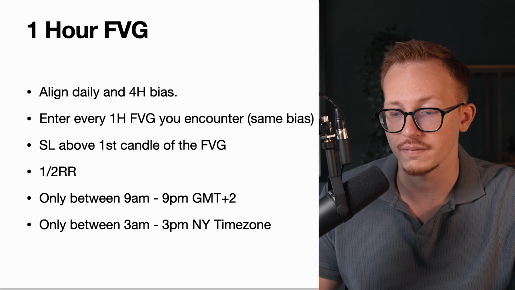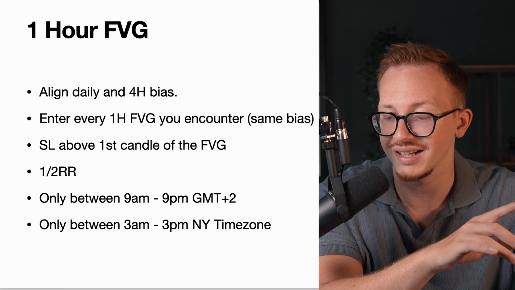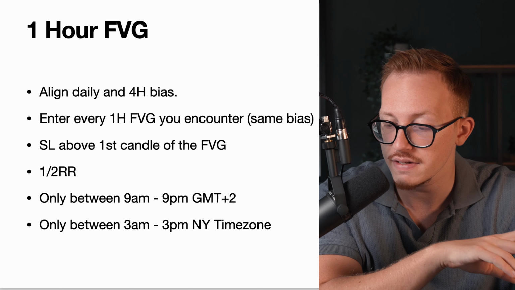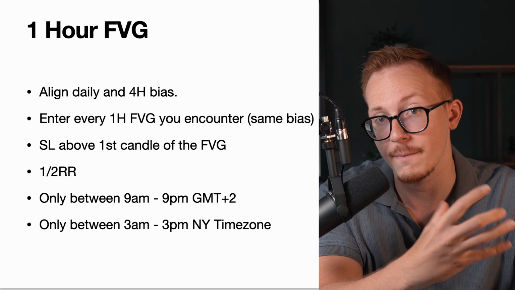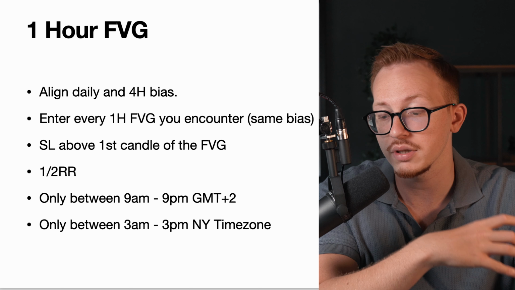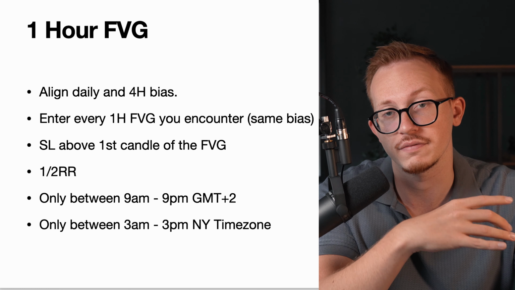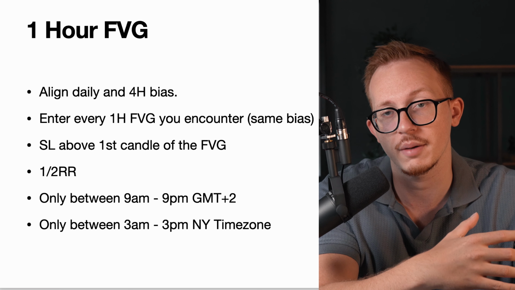Okay, first of all, the 1 hour fair value gap. We are going to align the daily and the 4-hour bias. We are going to enter every 1 hour fair value gap that we encounter that has that same bias that we established while aligning the 4-hour and the daily. We're going to put our stop loss above the first candle of the fair value gap. So as you guys know, a fair value gap contains 3 candles. We are going to put it above the first candle or above the second one, just whichever one is highest, or lowest when you have a low.